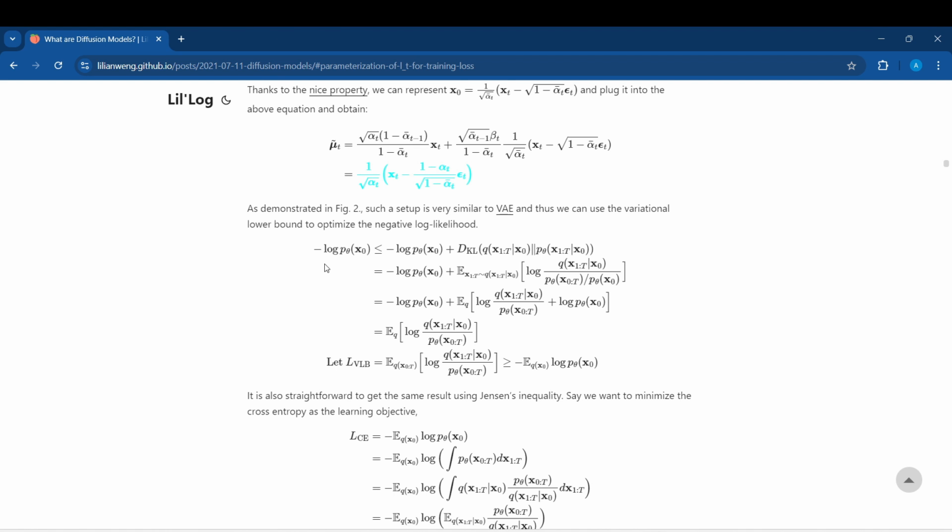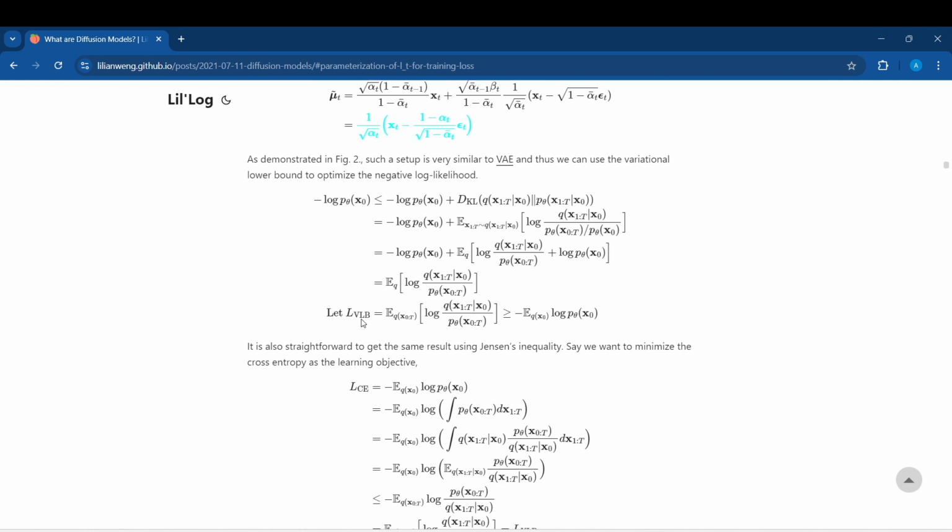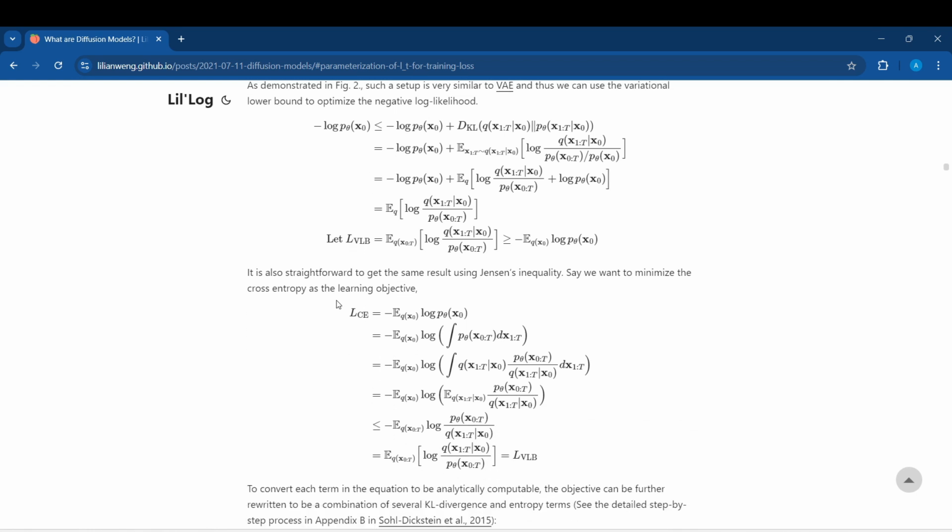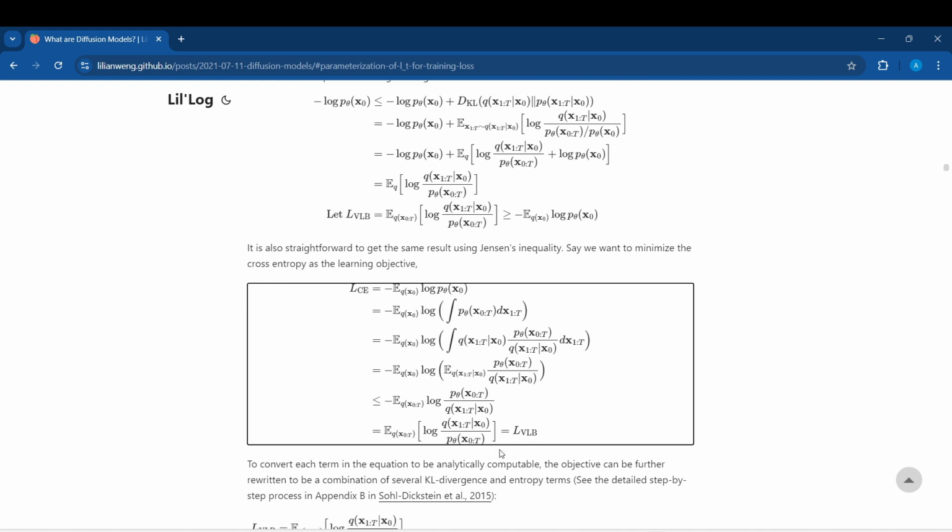We train this model by optimizing the variational lower bound, and this is our variational lower bound here. Starting from the log likelihood of the data, we make a bound, and we can apply Jensen's inequality. We want to minimize the cross entropy, so we can also use this learning objective as the cross entropy, and we also get this variational lower bound.